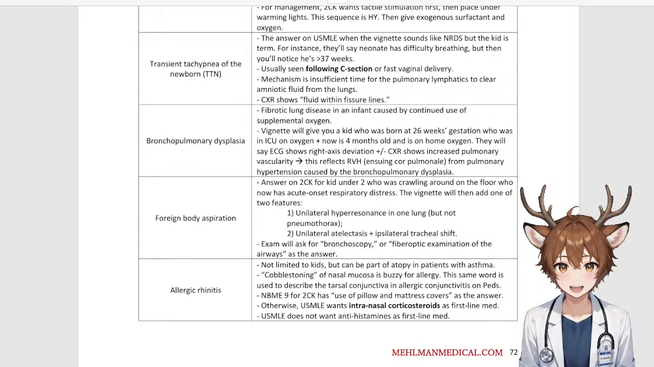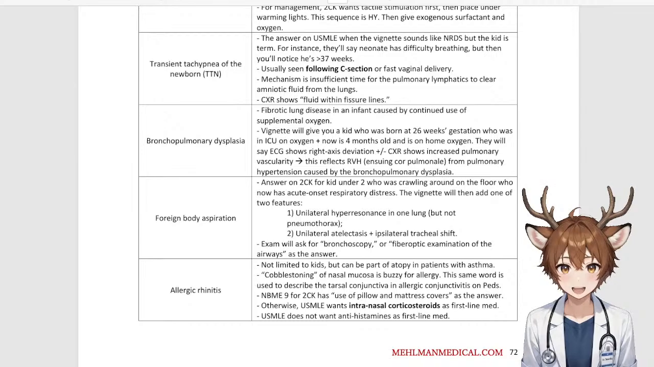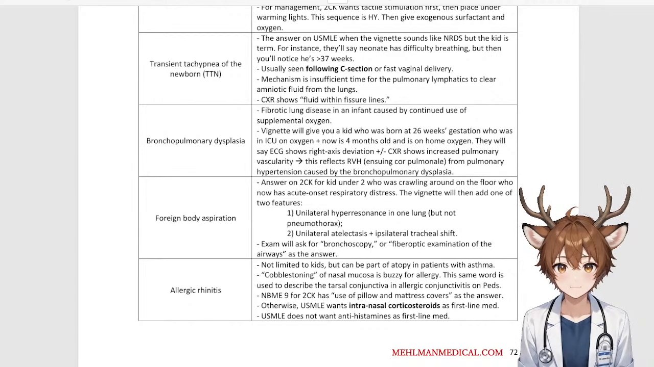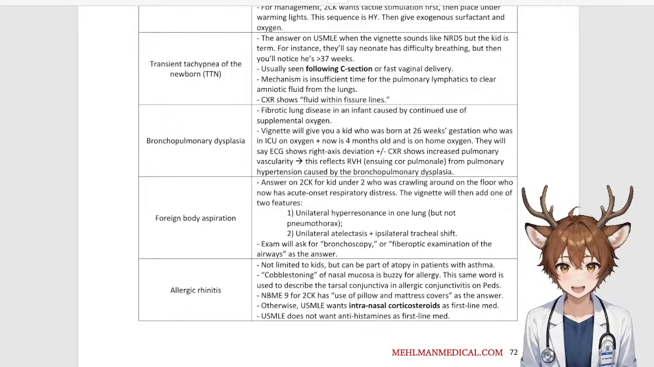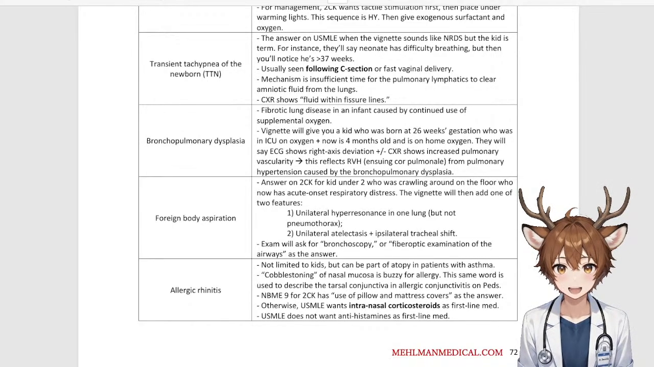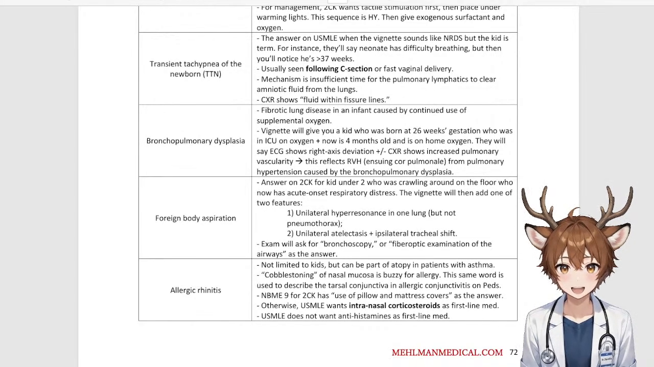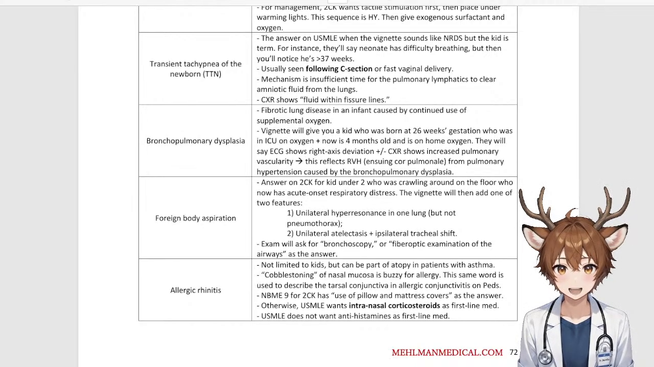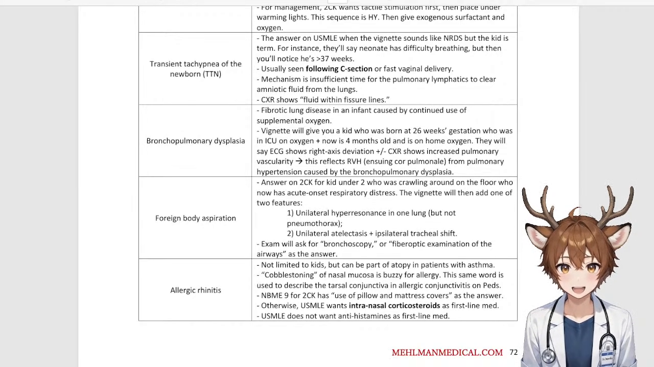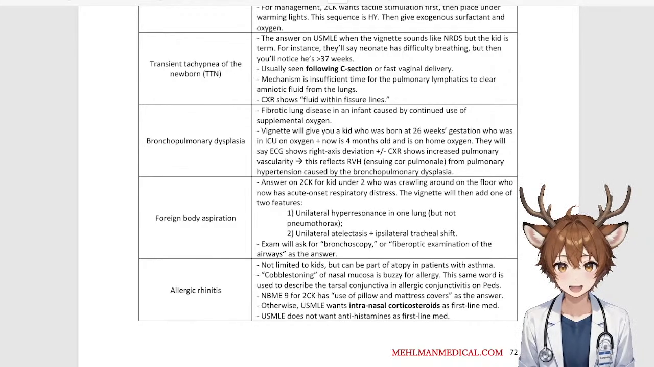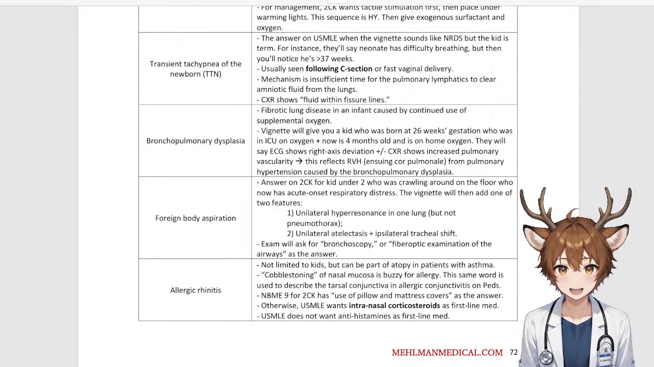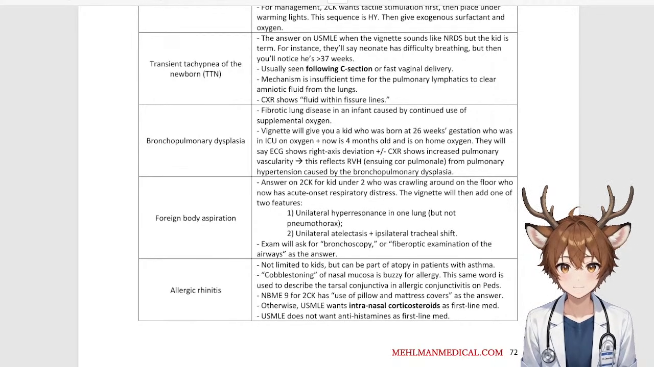Transient tachypnea of the newborn, TTN. The answer in USMLE when the vignette sounds like NRDS but the kid is term. For instance, they'll say neonate has difficulty breathing, but then you'll notice that he's greater than 37 weeks. Usually it's seen following a C-section or fast vaginal delivery. Mechanism is insufficient time for the pulmonary lymphatics to clear amniotic fluid from the lungs. The chest X-ray shows fluid with fissure lines.